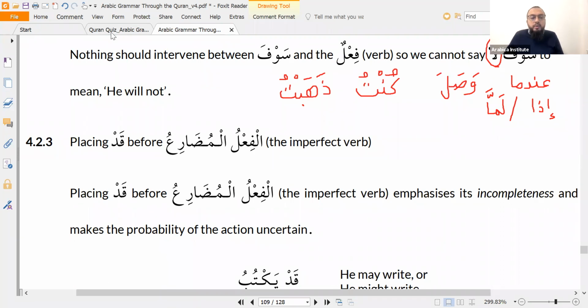You see, this creates what we call a pluperfect. So you can use kana to transport a perfect verb further into the past. If we use kuntu or any of the versions of kana with an imperfect verb, kuntu adhabu, what does that give us? I was going. Past continuous. Indama wasala kuntu adhabu. When he arrived, I was going. So he's caught you in the act of going. Kuntu adhabu, past continuous.